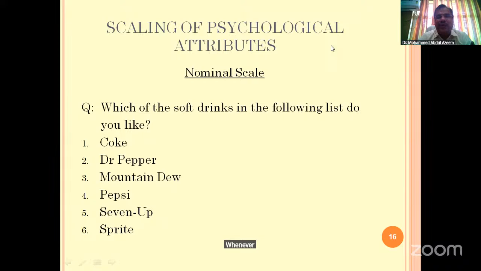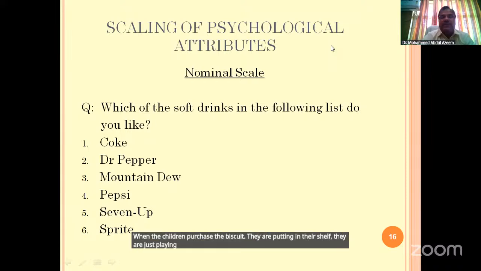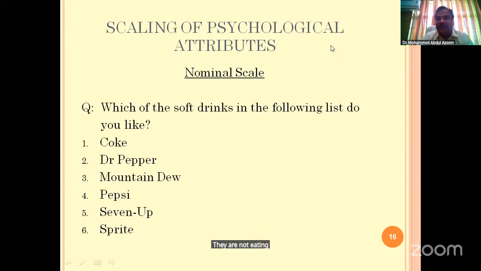Whenever the animal got broken, they used to purchase the product. But most of the time, when the children purchased the biscuit, they put it in their shelf, just playing and keeping. They are not eating. Only when it breaks, then only they were purchasing. This outcome came when they did the survey with an open-ended questionnaire. So these are the new ideas.